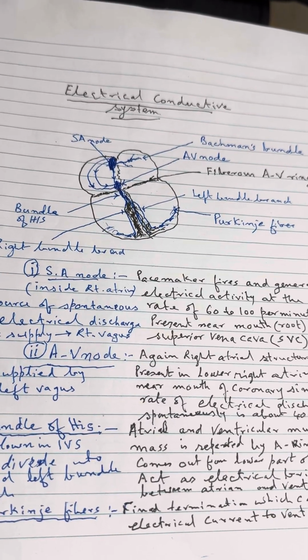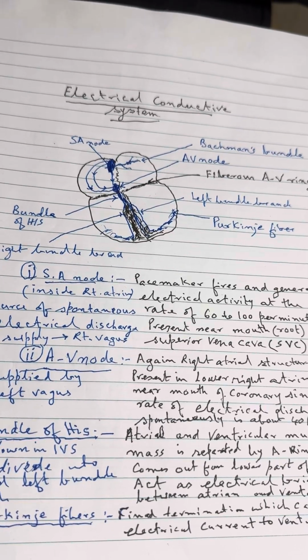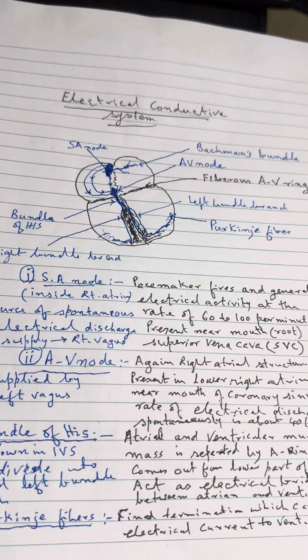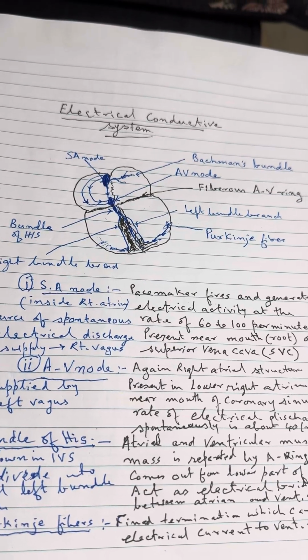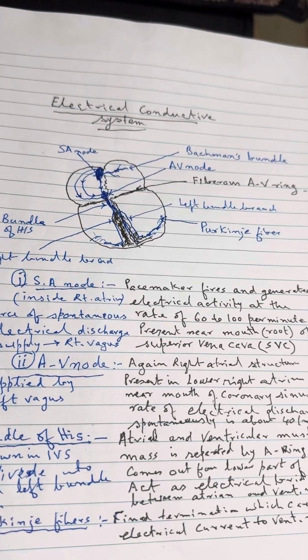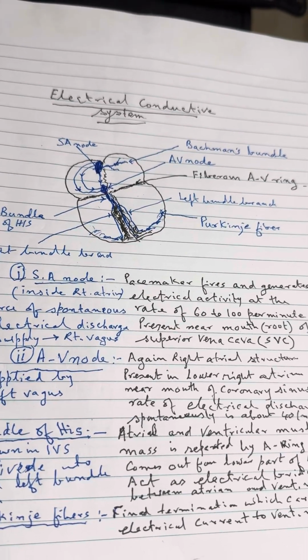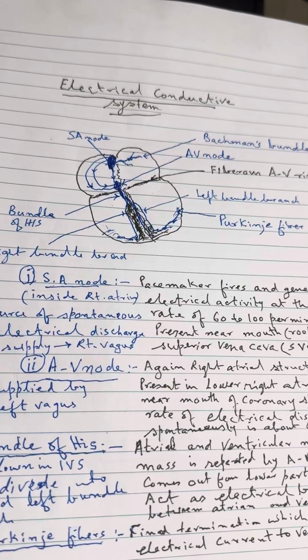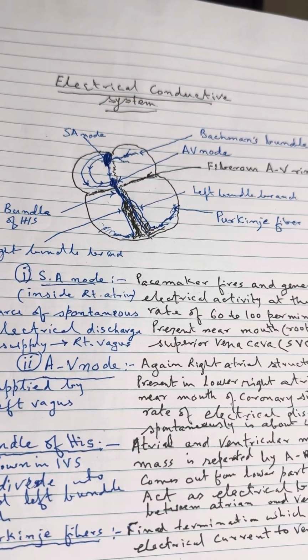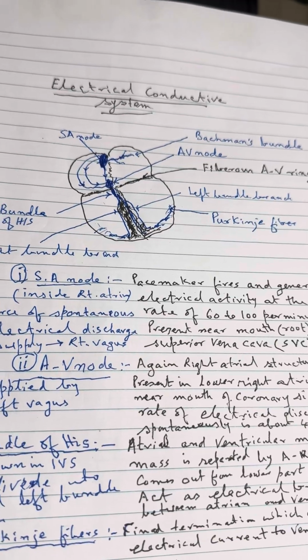the right atrium near the root of the superior vena cava, while the AV node is situated near the tricuspid valve and it is near to the mouth of the coronary sinus. The AV node is half the size of the SA node.